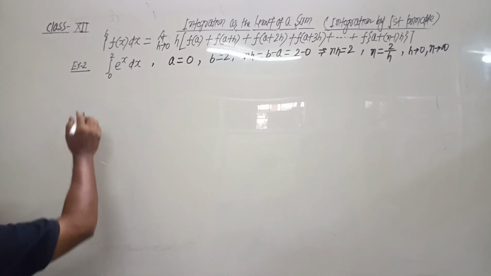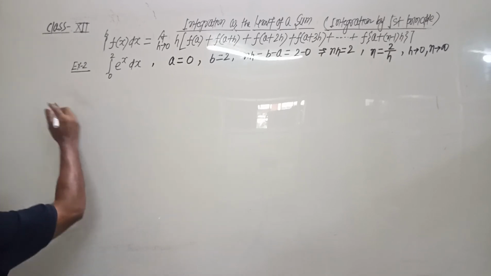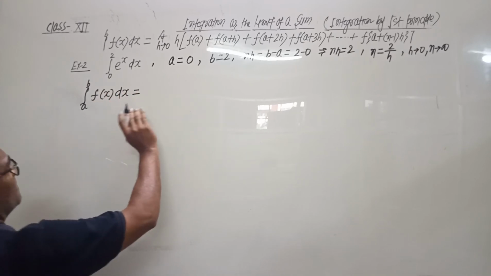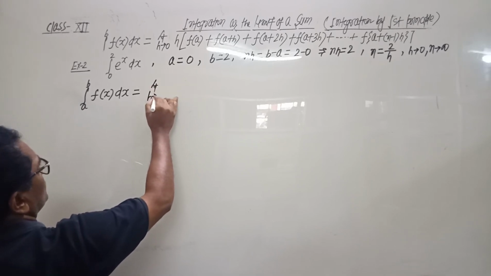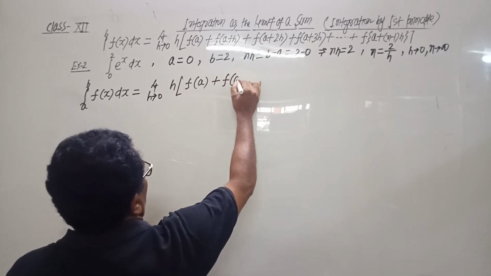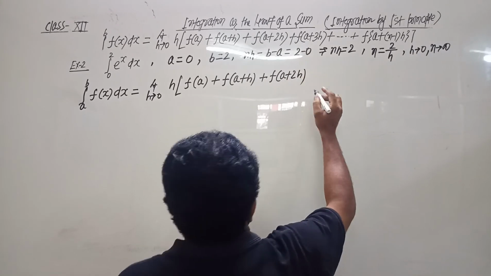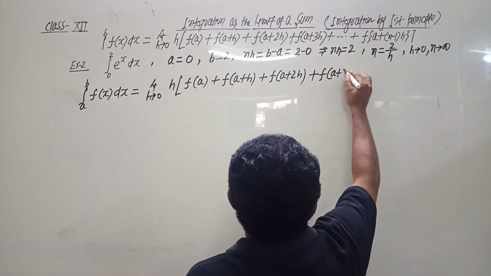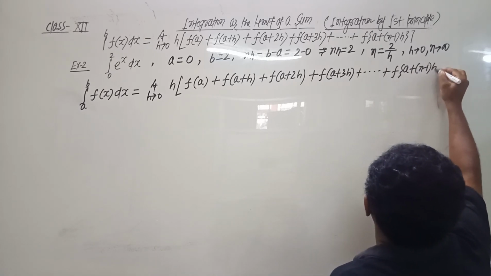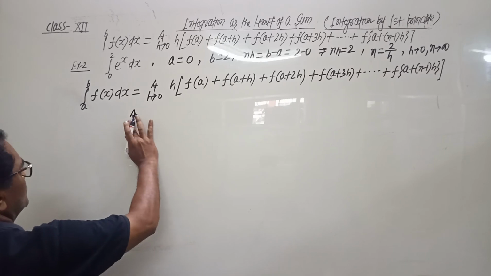So we use the formula: the limit of integration a to b f of x dx equals limit h tends to 0 of h times [f of a plus f of a plus h plus f of a plus 2h plus f of a plus 3h and so on up to f of a plus (n minus 1)h]. Then the value of a is 0.